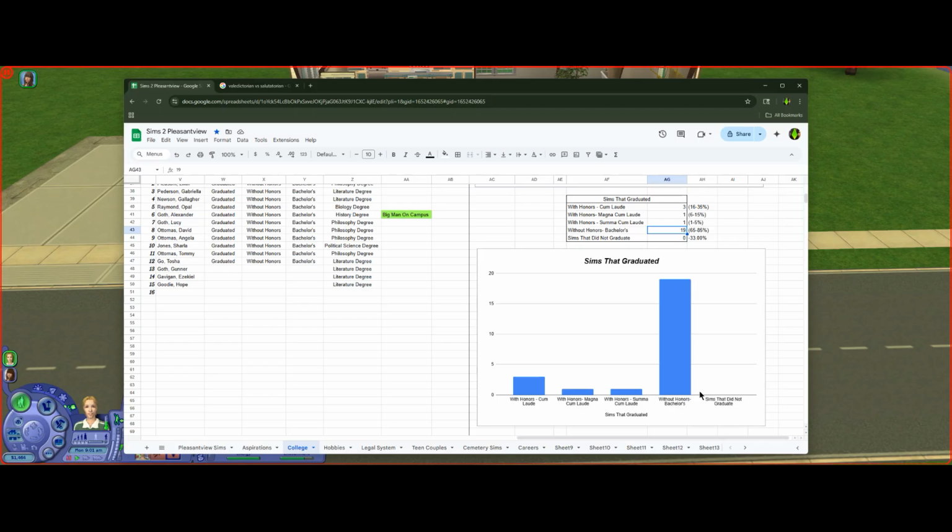So I can pretty much guarantee that this is going to climb exponentially. There's going to be more that graduated without honors, I feel like. And Sims that did not graduate, 0. So I have a 100% success rate right now.